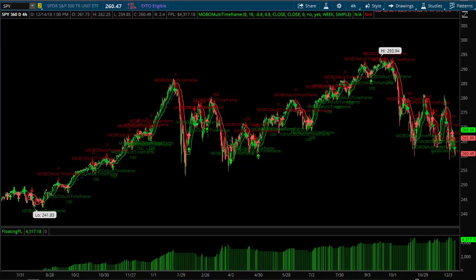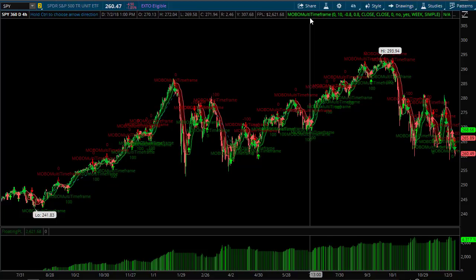So let's look at the chart and go through what you're seeing here so there's no confusion. We're looking at SPY, as I mentioned, and we're looking at the 4-hour chart. The 4-hour chart is our smaller time frame. Remember, this is a multi-time frame strategy. The 4-hour chart is the time frame that you're going to be watching for the actual signal. Should I go long? Should I go short?